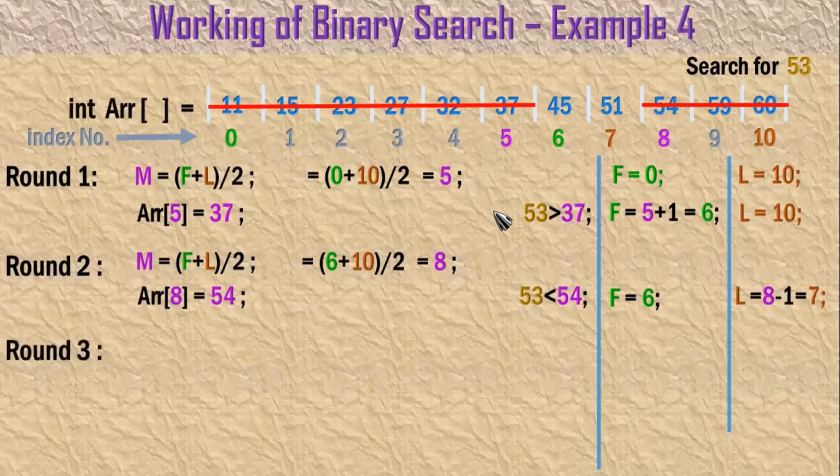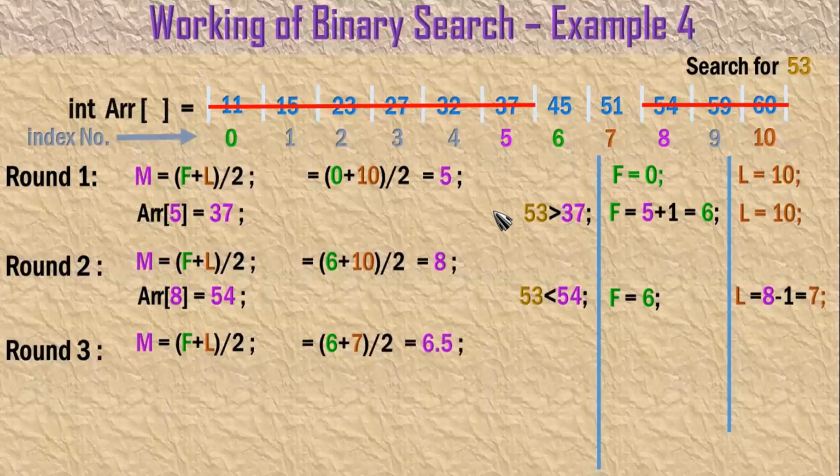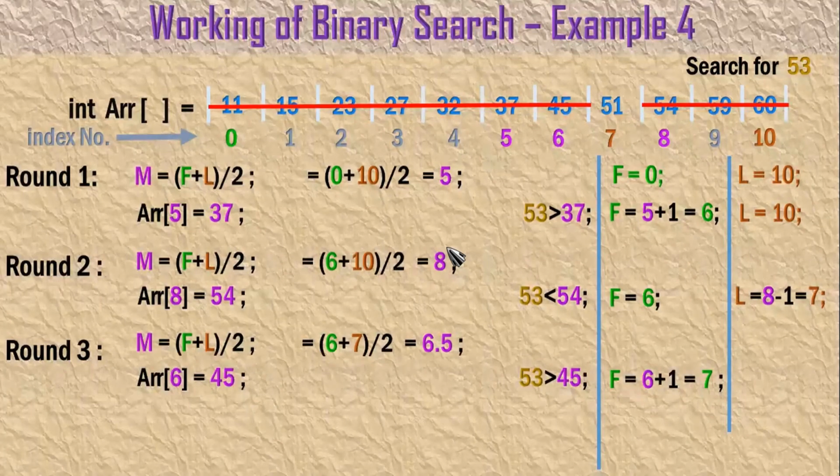So that is 7. So at round 3, (6 + 7) divided by 2, it is 6.5. So it will take only the integer, that is 6. At 6, 45 is available. 45 is lesser than 53. So we don't need to search in the first half. So the index number of the first element will be middle index plus 1, that is 6 plus 1 is equal to 7. And the last index is also 7.